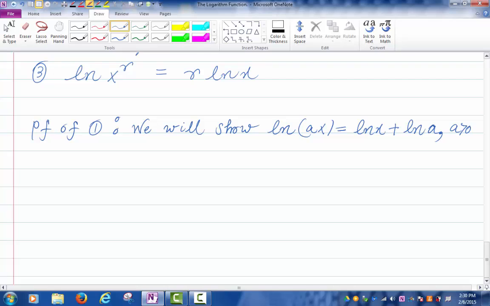Is that the same as law number 1? Well, you bet. I mean, law number 1 is ln of xy is ln x plus ln of y for any x and y positive. And if I show that for this, it's the same thing, right? All I did is instead of writing y, I'm writing a. And I'm going to tell you in a bit why I'm using a. Okay? All right, so let's think about the following.